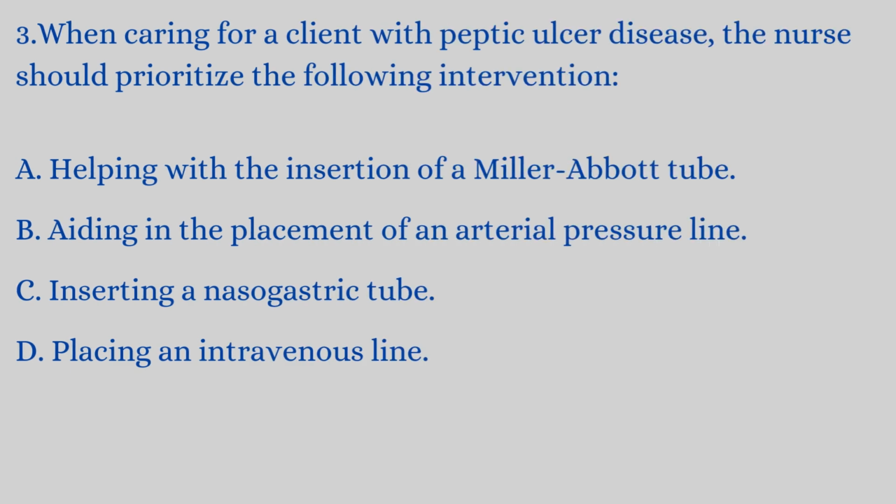3. When caring for a client with peptic ulcer disease, the nurse should prioritize the following intervention. A. Helping with the insertion of a Miller-Abbott tube. B. Aiding in the placement of an arterial pressure line. C. Inserting a nasogastric tube. D. Placing an intravenous line.